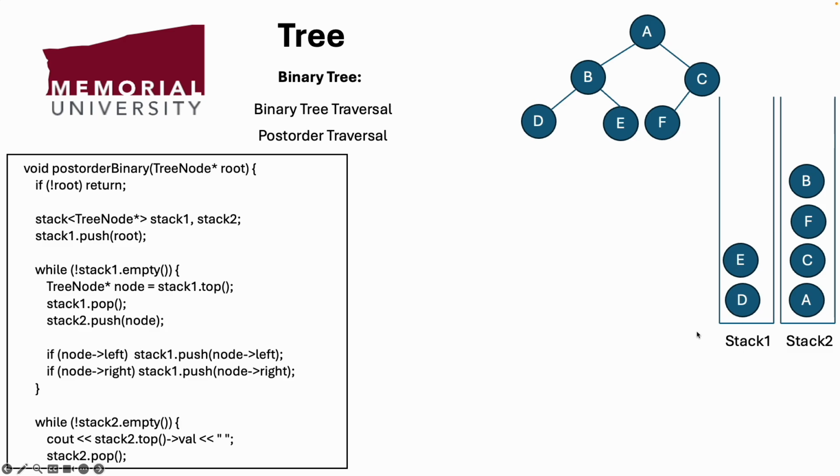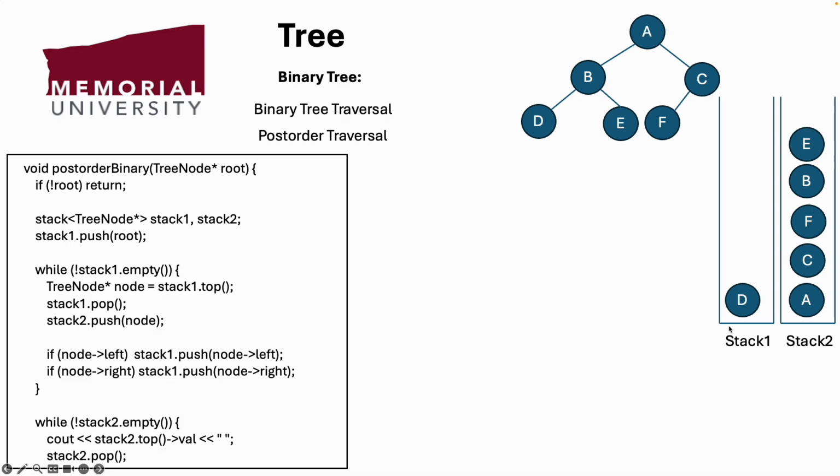Okay, so stack 1 is still not empty, so this while loop will keep going. Now the node will point to the top of stack 1, which is E. E is going to be popped up and pushed into stack 2. For E, they don't have any children. It's a leaf node, so this 2 length code does not apply for node E.